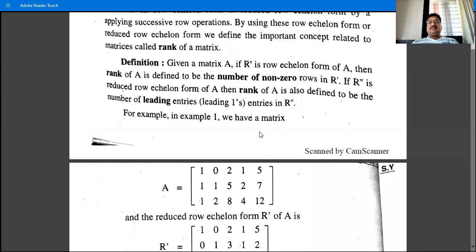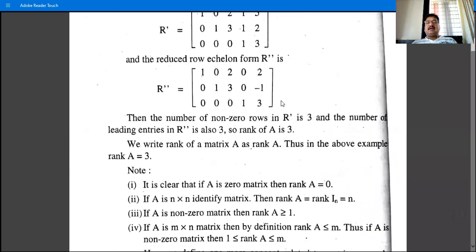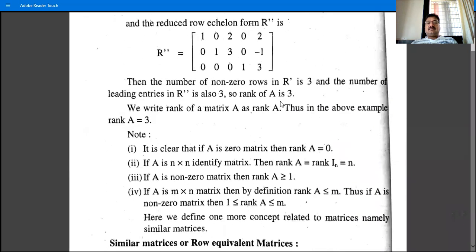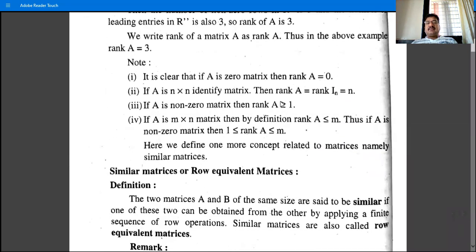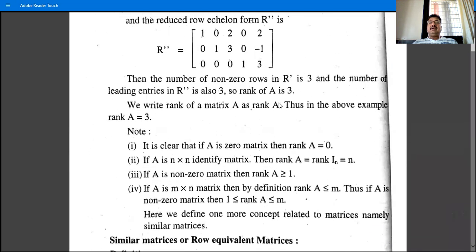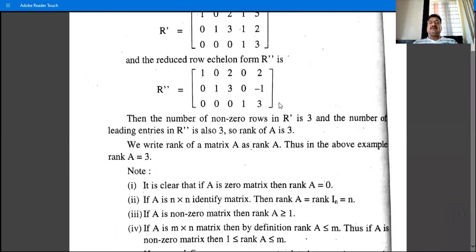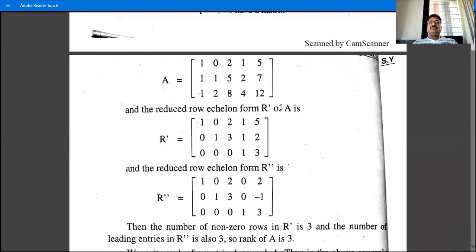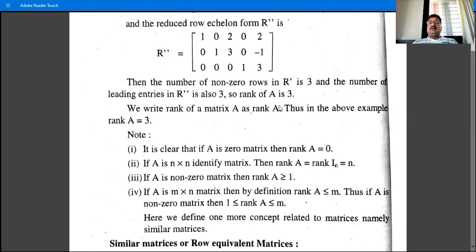In the last lecture, we have seen the rank of the matrix. So what is the rank of the matrix? The number of non-zero rows in its row echelon form or reduced row echelon form is the rank. That is, reduce the matrix to row echelon form or reduced row echelon form by using elementary row transformations, and then the number of non-zero rows in the row echelon form or reduced row echelon form is equal to the rank of the matrix.